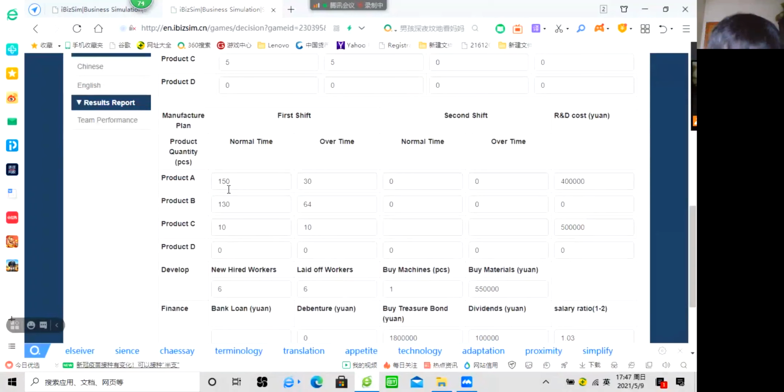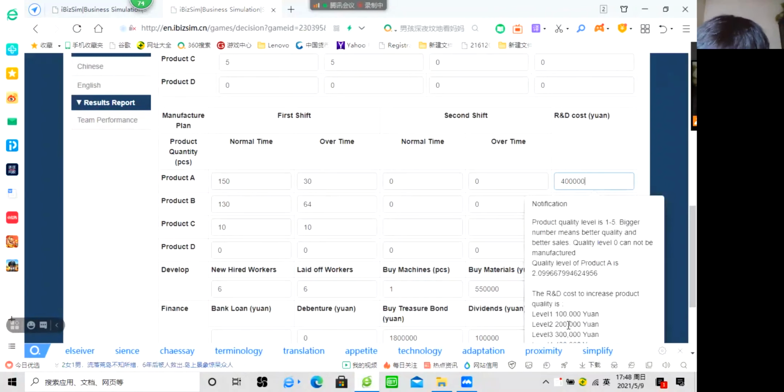produce our product A, B, C, and D, according to the competition rule, we just need to put $100,000. So that means we can go through to level 2. Here 200,000, so we just put $100,000, because $100,000 given in quarter 1 as research fees, so the total arrives at 200,000.